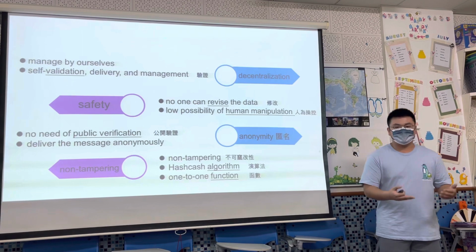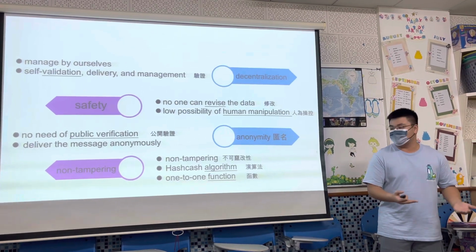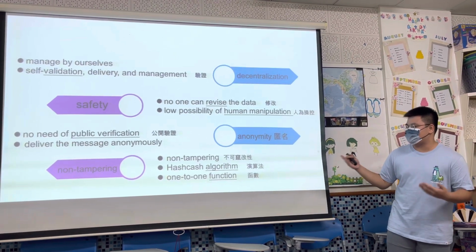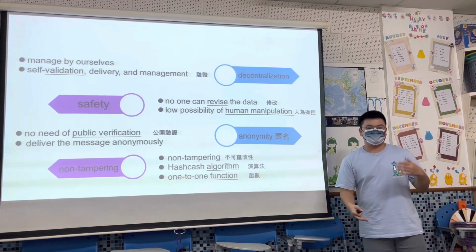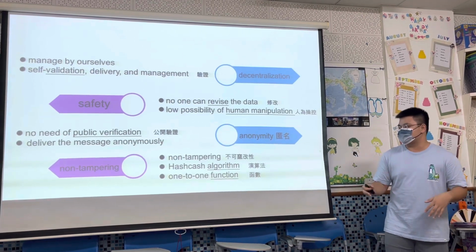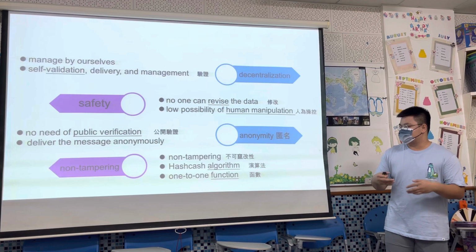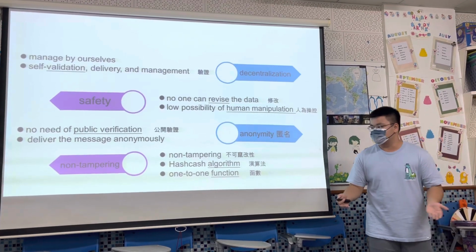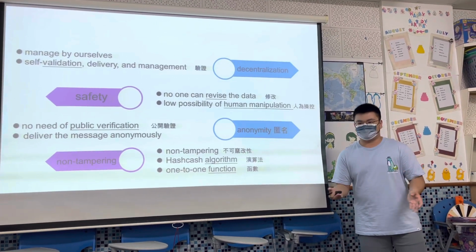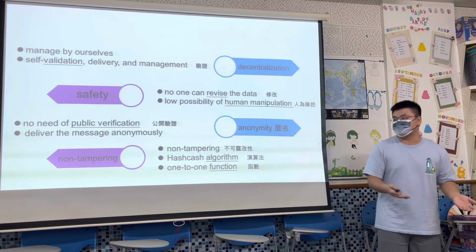Because blockchain uses a kind of algorithm called hash algorithm, which uses a one-to-one function to control the blockchain. So all the code on the blockchain is non-temporary.